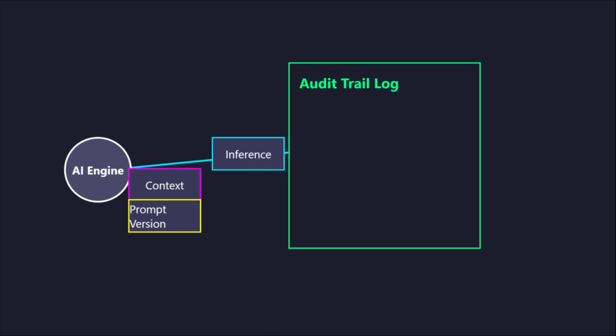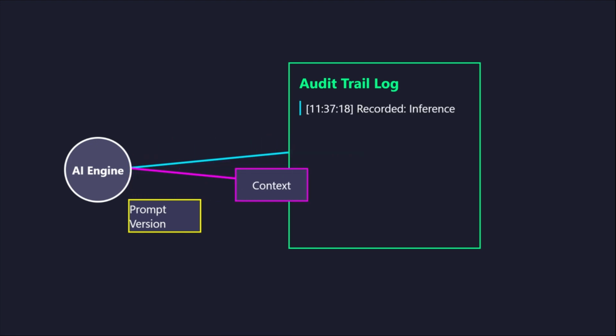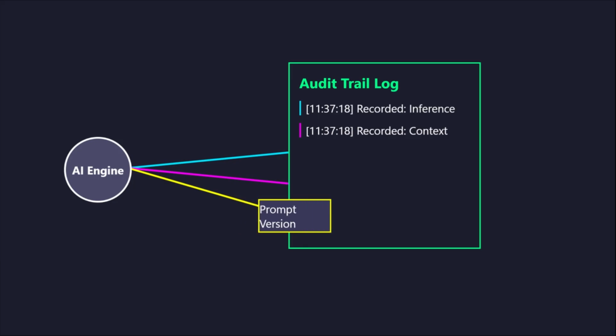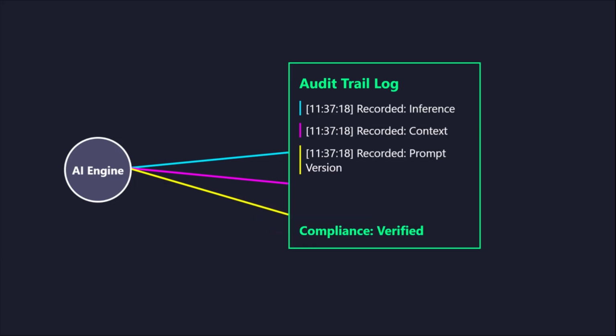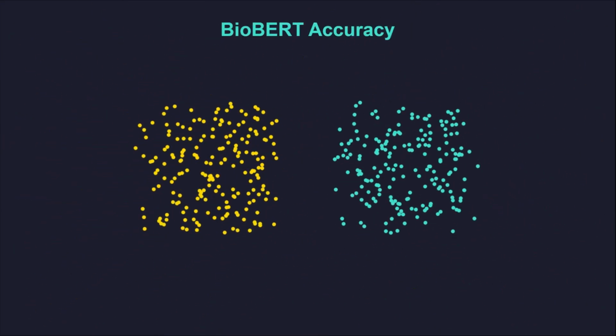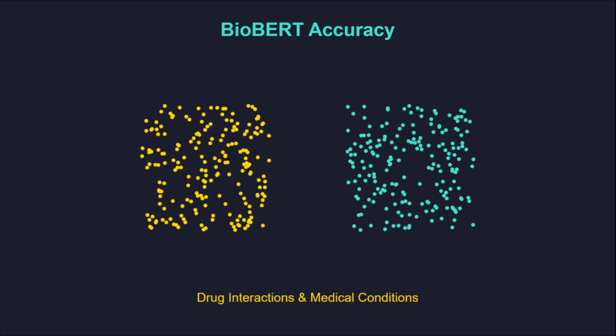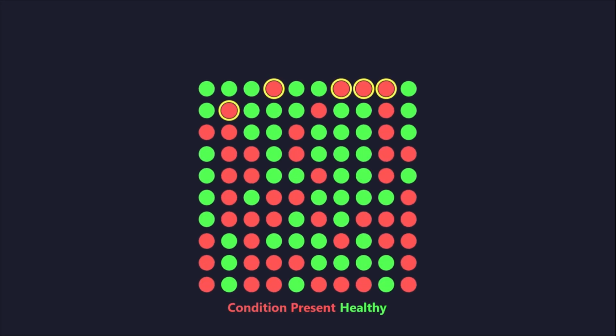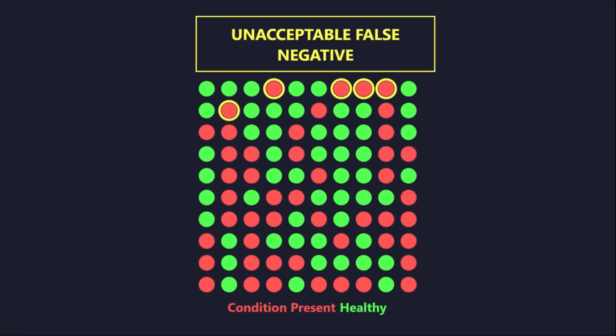Log every inference, including the retrieved context and the prompt version, to satisfy regulatory requirements for transparency in AI-assisted clinical decisions. Replace general-purpose embedding models with domain-specific versions, like BioBERT, to improve the retrieval accuracy of rare medical conditions and specific drug interactions. Determine the model's sensitivity in identifying life-threatening conditions. A high false negative rate in protocol evaluation is unacceptable for deployment in clinical settings.